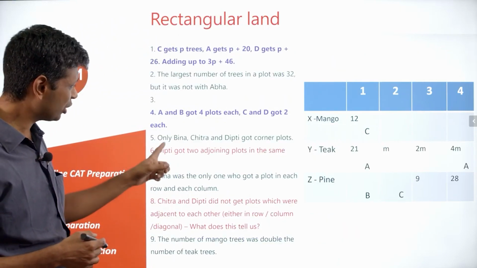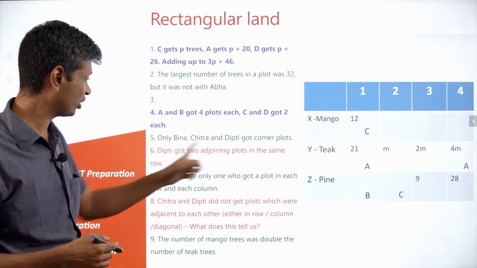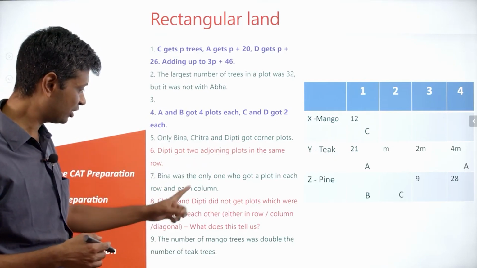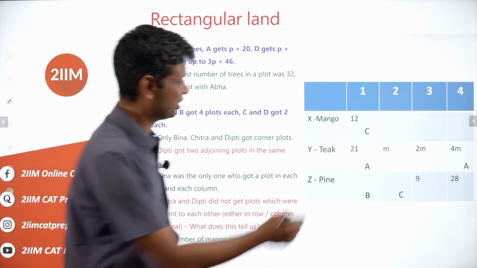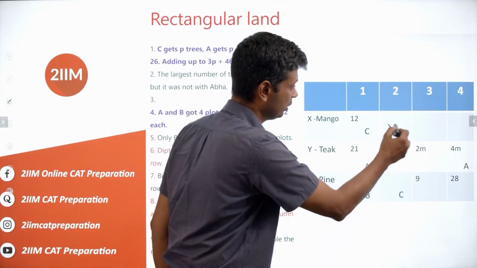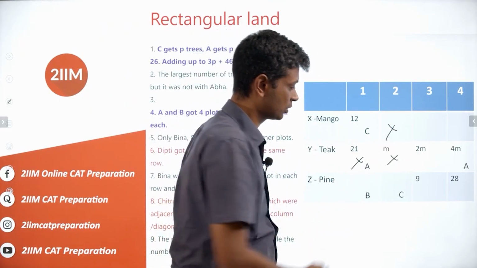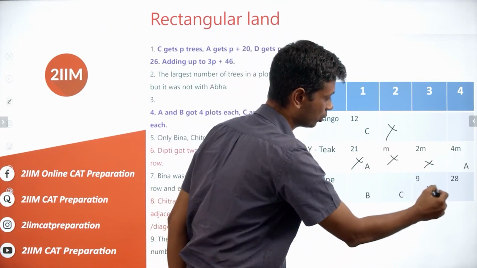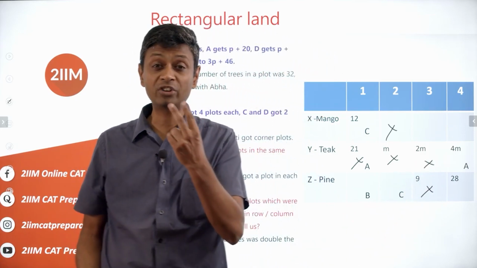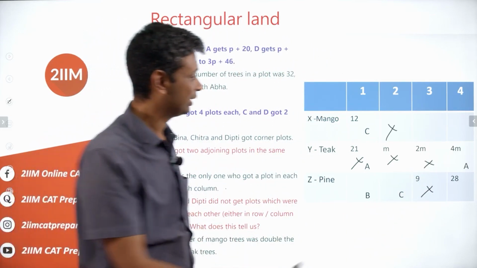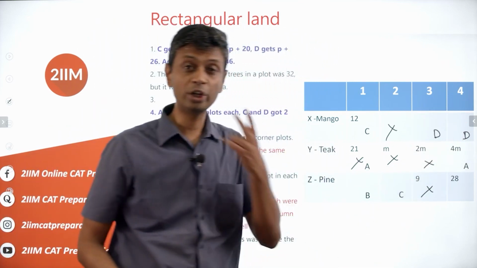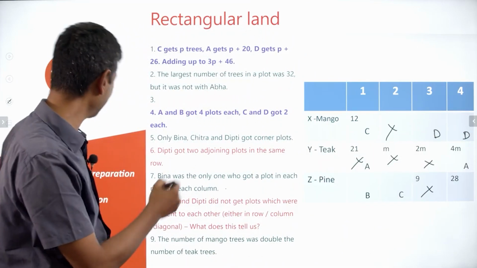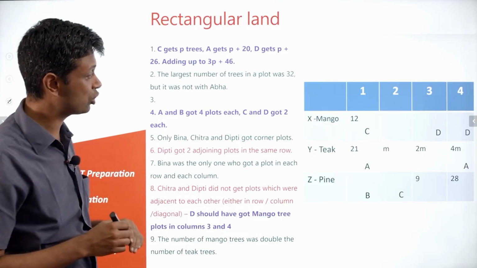Right? Deepthi got 2 adjoining plots in the same row, and remember Chitra and Deepthi did not get plots which were adjacent to each other. And so think about it. Chitra is here. For Deepthi, these 3 are out. And Deepthi gets 2 adjacent plots in the same row. Where should that be? It's very straightforward. This is Deepthi. This is Deepthi. Deepthi gets only 2 plots, and we can plonk both of those straight away. Lovely. So we can fill that in and then build from there. So these 2 are Deepthi.